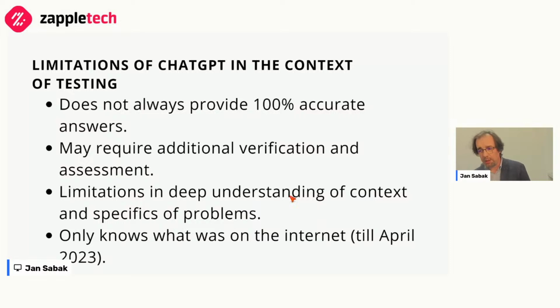ChatGPT also has some limitations in understanding the context and specifics of problems. Why? Because ChatGPT only knows what was on the internet. You can think of it as having been fed the contents of the internet from the beginning up till April 2023, as far as I remember. These contents were analyzed and modeled in this large language model. So there are many problems which ChatGPT will not help you with.